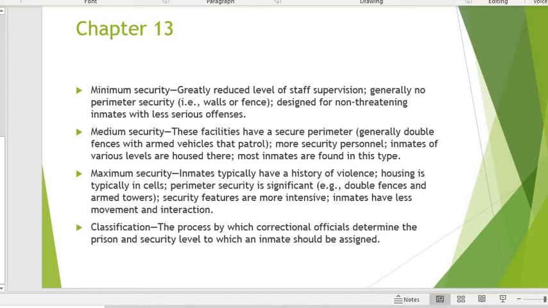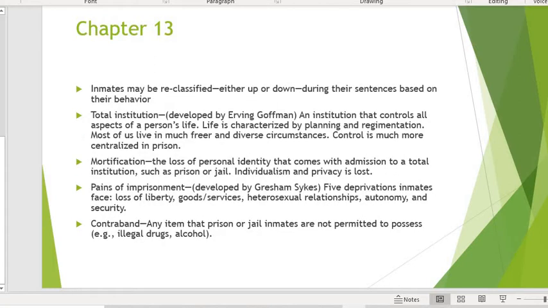So classification is a process that inmates will go through to figure out, based on the best data and the best forms of classification, where these inmates belong, what level of security. Inmates may be reclassified, so they can move up or down during their sentences based on their behavior. So if they're model inmates, just perfect, then they might be able to be reclassified and be categorized as being a lower risk.